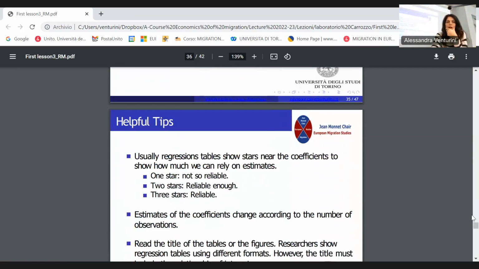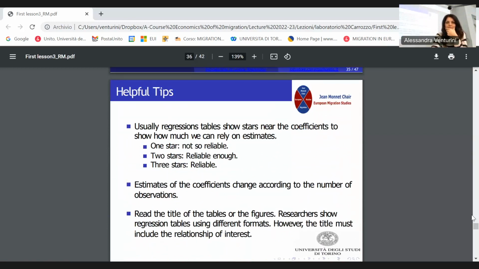Okay, some helpful tips. Usually regression tables show stars near the coefficient to show how much we can rely on the estimates. One star is not reliable, but good, in my opinion. Two stars, reliable enough, and three stars, fantastic.